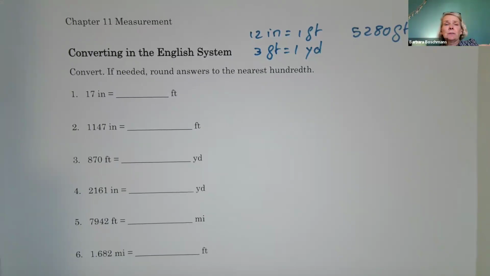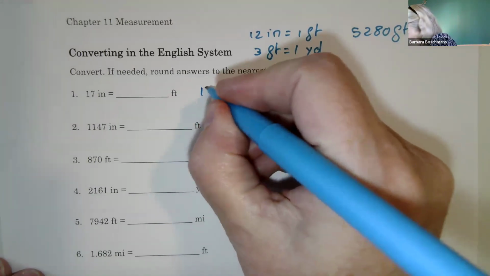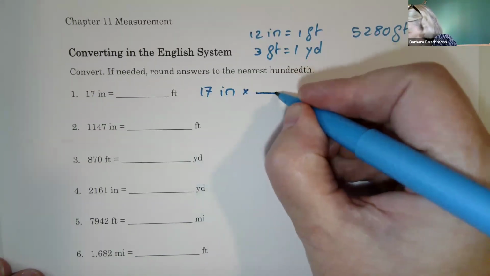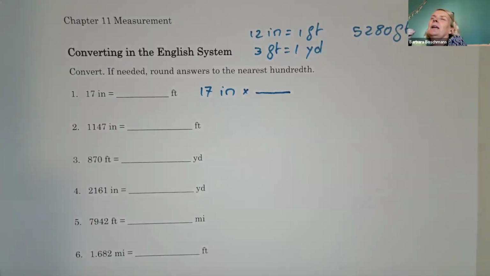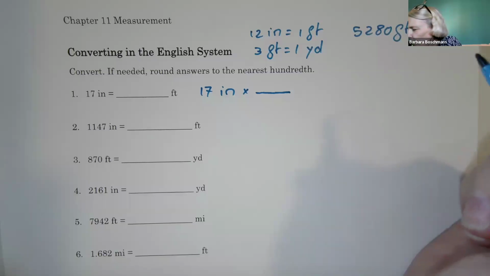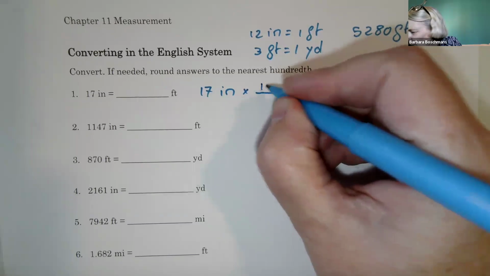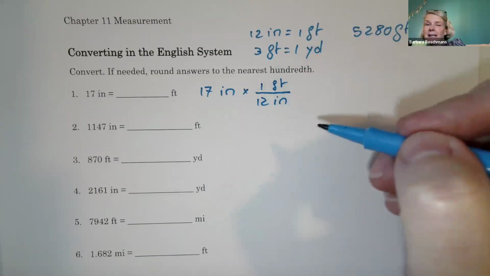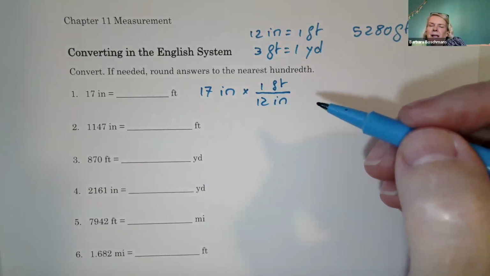I use ratios for these. We've talked about ratios. So you have 17 inches and I want to go to feet. I'm going to multiply by 1, so that any number times 1 is the number itself. It's the identity element for multiplication. To go from inches to feet, I write that 1 foot is 12 inches. Those are the same length, so I'm just multiplying by 1.